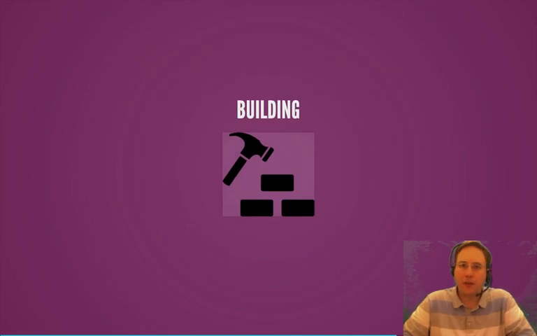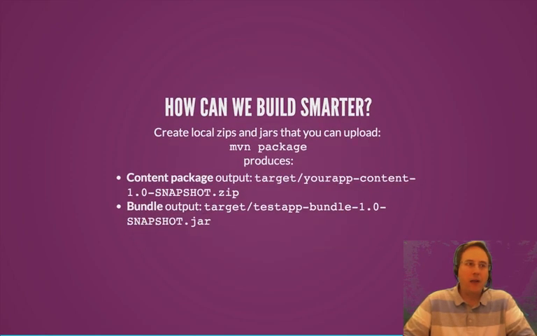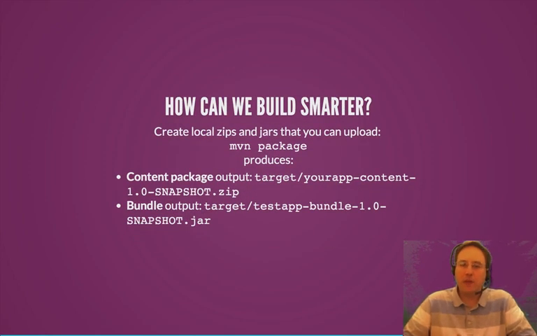So the first thing you need to do once you've created your simple content package is to consider building it. So how can we build smarter and faster with less clicks? Well, using the Maven archetype that we've created, we can use the Maven package command to build our project. And this will create two outputs. The first is a content zip file, which is the content package, and the second is the bundle snapshot jar file, which is an OSGi bundle for our project.